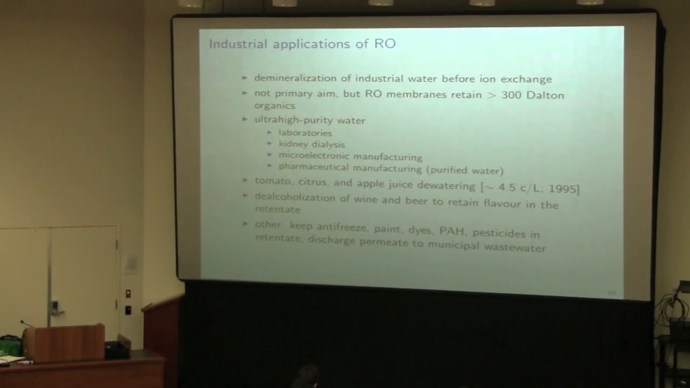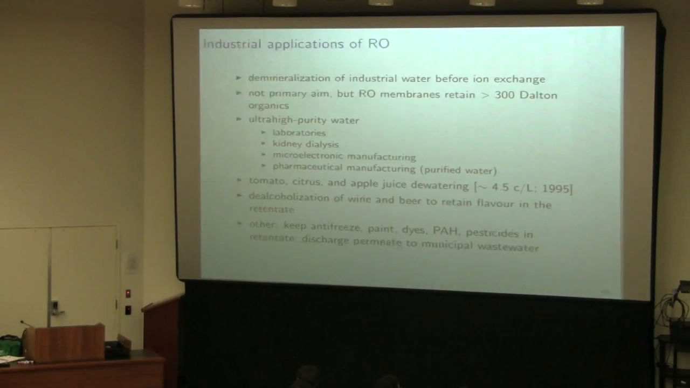It's also used very effectively to treat waste. Companies will use a reverse osmosis to treat their wastes before discharging the permeate to municipal water. So on the retentate side, they will retain things like antifreeze, paint, polycyclic aromatic hydrocarbons, I forget the acronym, but these are very toxic hydrocarbons that wouldn't be allowed in wastewater streams, pesticides and so forth. These are all retained and then allowing that permeate to go into regular municipal treatments. So this is more than likely where you'll see it.